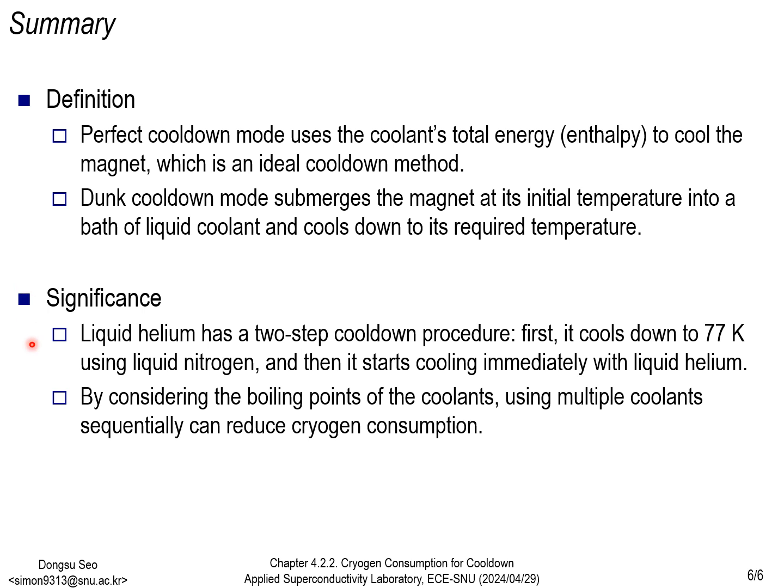Also, there is a two-step procedure for cooling the magnet using liquid helium. First, we cool the magnet until it reaches 77 Kelvin using liquid nitrogen, and then we use liquid helium immediately for temperatures below 77 Kelvin. This procedure is significant because it is crucial to reduce or optimize cryogen consumption.